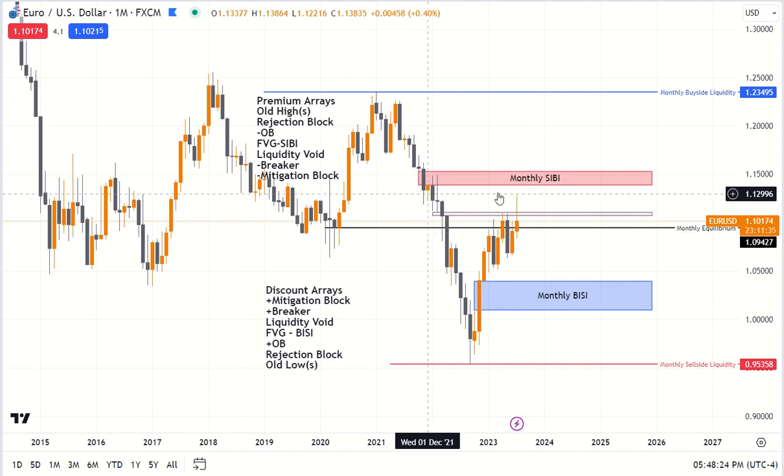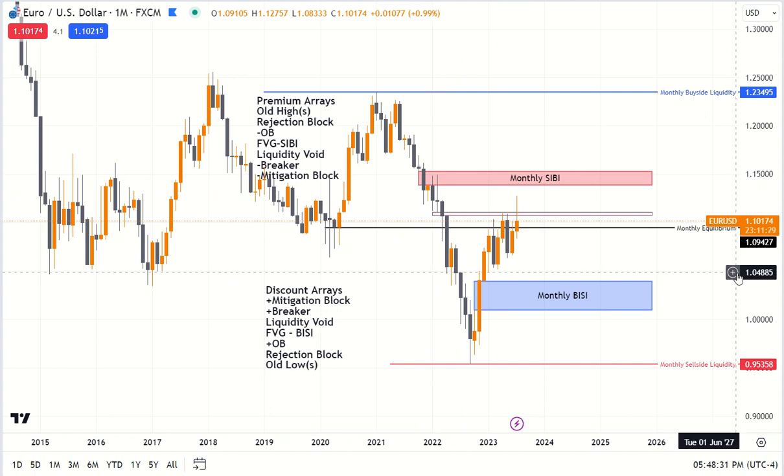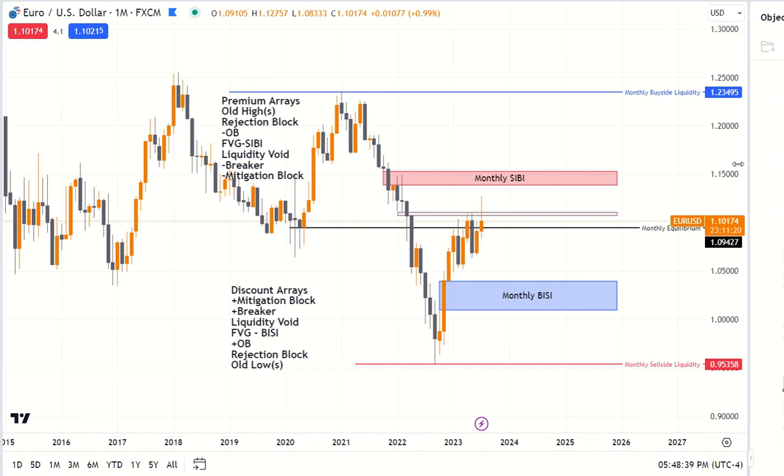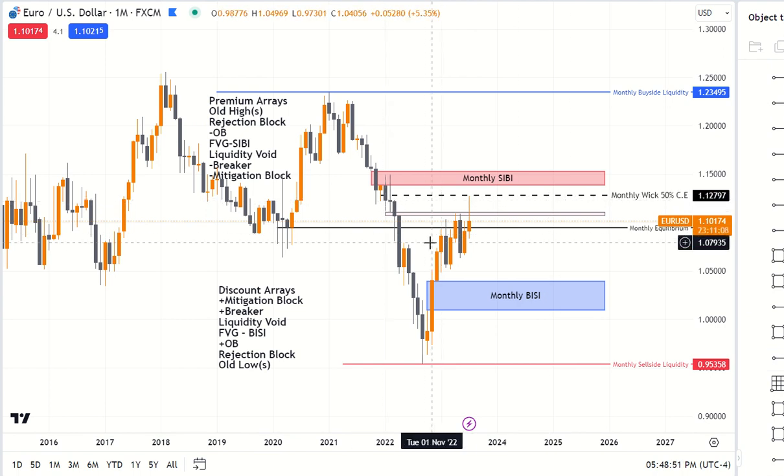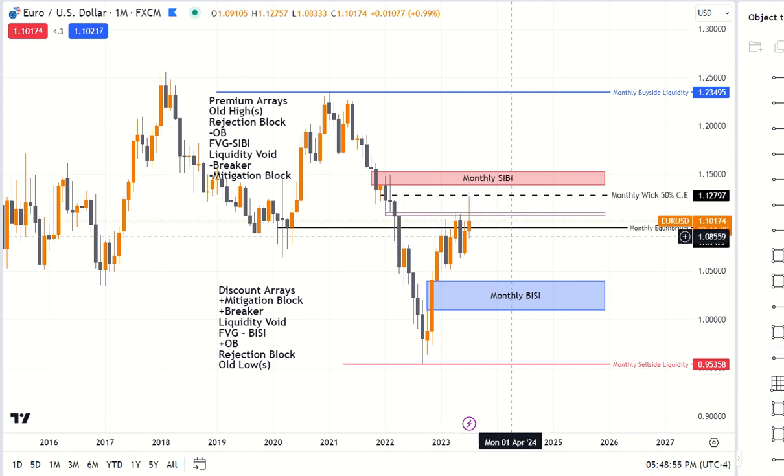We were also told to watch. Let me break this out a little bit. Let's see. I may have to grab the mouse. It's not working. Okay. Right here, we can also see the consequent encroachment of that monthly wick that ICT was telling us about. The price really just went right up there and rejected. So we have that as well.